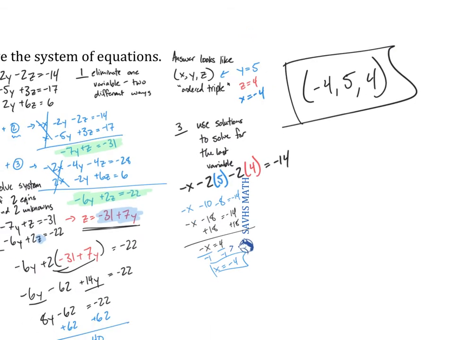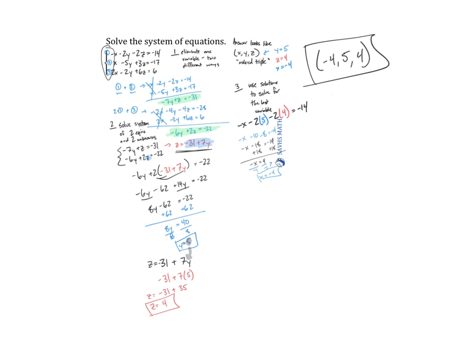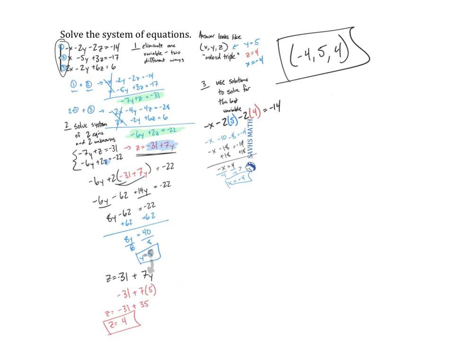There it is. I'm going to zoom out a little bit so that you can see the whole process here. I know that there's a lot of stuff on this slide. There are really just 3 steps that I did. The first one is to eliminate one variable 2 different ways. The second step is to solve the system that you create after you do that. And then the third step is to use those solutions to solve for the last variable.